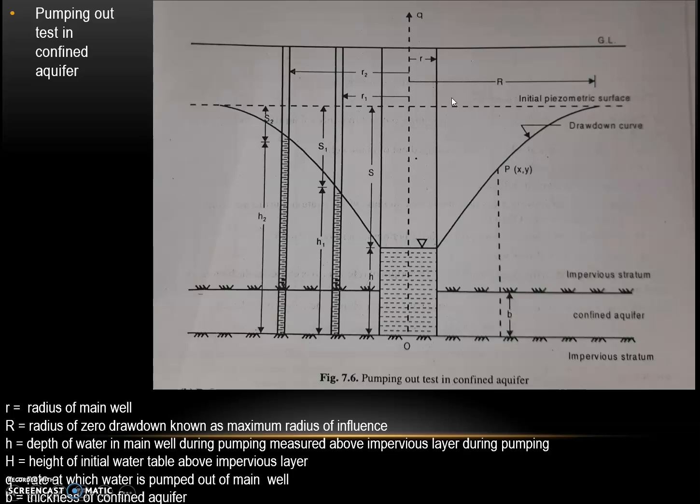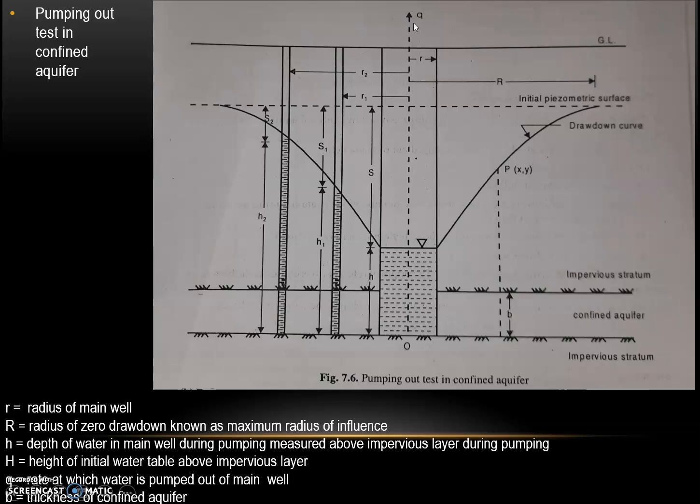And this initial piezometric surface is obtained by joining the piezometric head at various points. Piezometric head is nothing but datum head and the pressure head. So, datum head at main well is h, at point 1 is h1 and at point 2 is h2. Similarly, pressure head at main well is s, and at point 1 it is s1 and at point 2 it is s2. And the line which is obtained by joining piezometric head at all the points will give us initial piezometric surface.